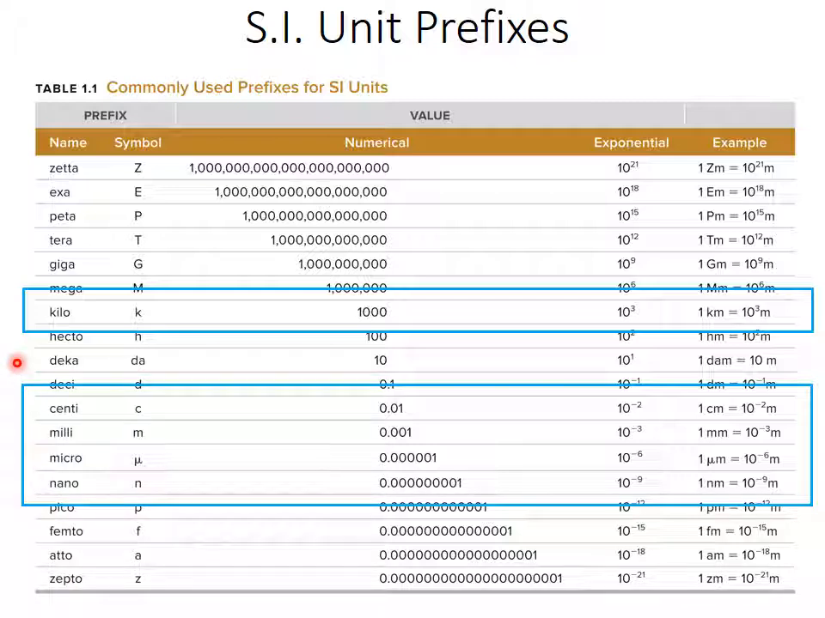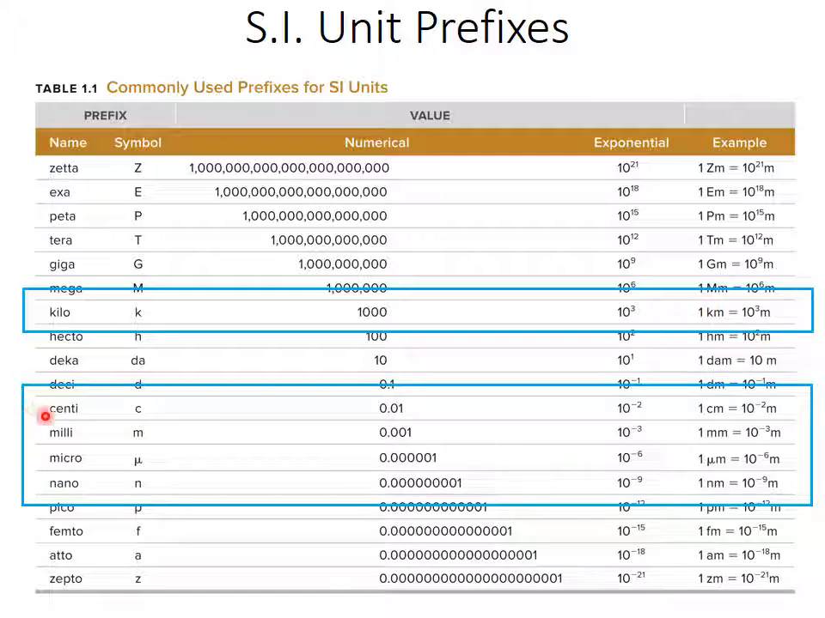I have now highlighted in blue the most common prefixes that you'll run across. Kilo is as in kilogram or kilometer. That kilo stands for 10 to the third. It tells you that there are 1,000 of the base unit in this compound unit. So there's 1,000 meters, 10 to the third meters, in 1 kilometer.